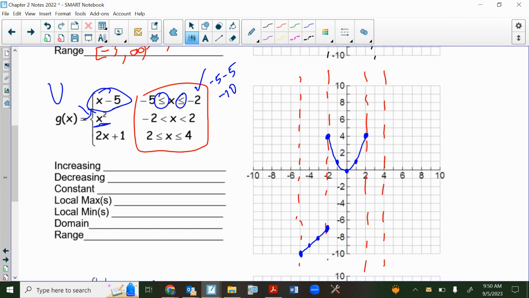And I did make a mistake here. The mistake happened with these endpoints. I should not have made them solid. I should have made them open circles. And the reason open circles, again, because those are less than symbols, not less than or equal to.